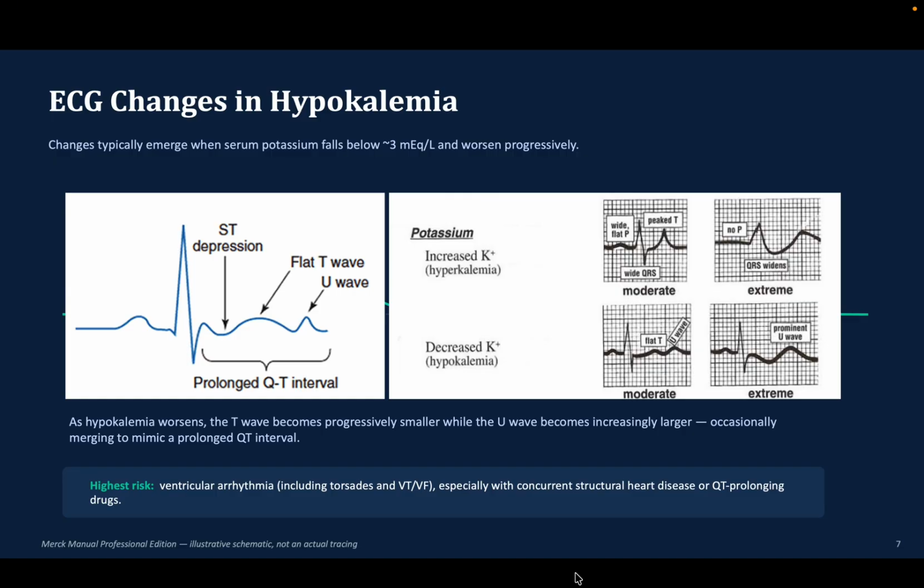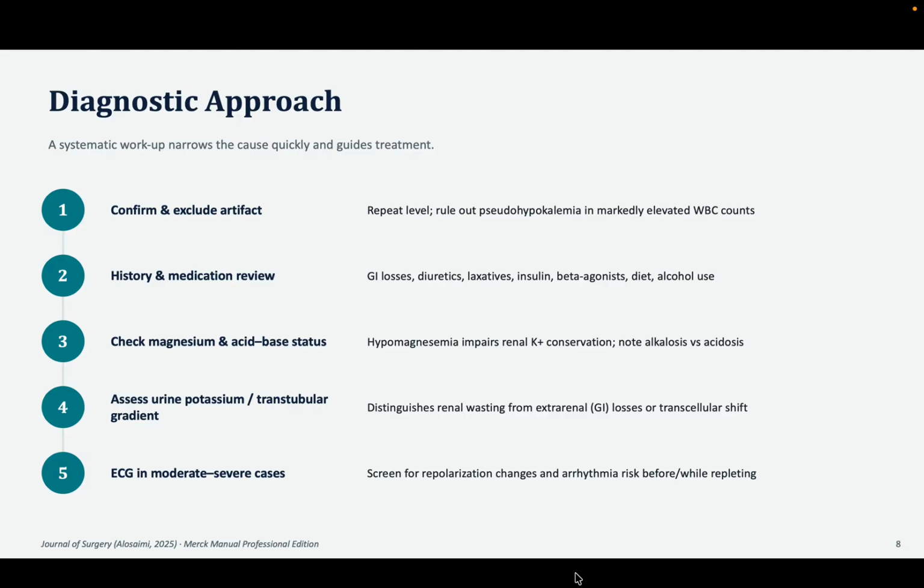Now let's talk about ECG changes in hypokalemia. The changes in ECG are typically seen when serum potassium level falls below 3, and they start to worsen progressively with continuous decrease in potassium level. The features of hypokalemia include ST depression, flattening of P wave, T wave inversion, and presence of U waves.